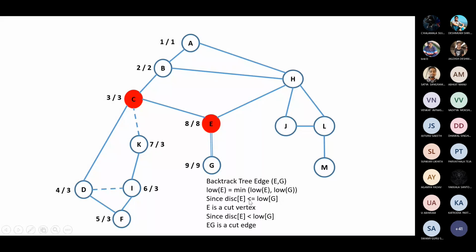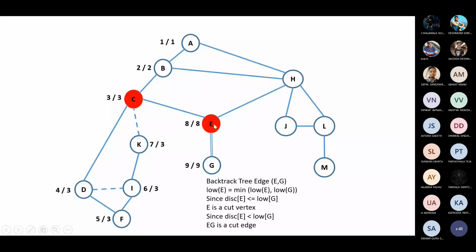Okay, now discovery of E is the 8th vertex that is discovered, and G का लो वैल्यू है 9. इसका मतलब यह है कि G से तुम E के ऊपर नहीं जा सकते. G से तुम E के ऊपर नहीं जा सकते. Since तुम E के ऊपर नहीं जा सकते, तो E is a cut vertex.